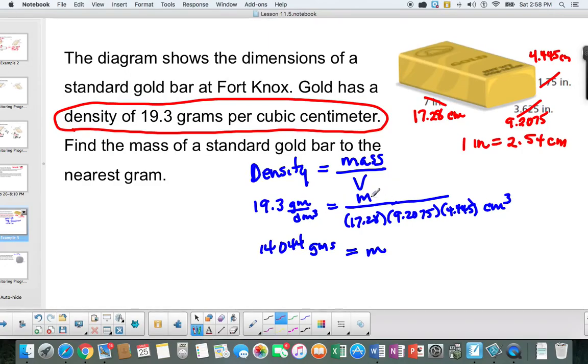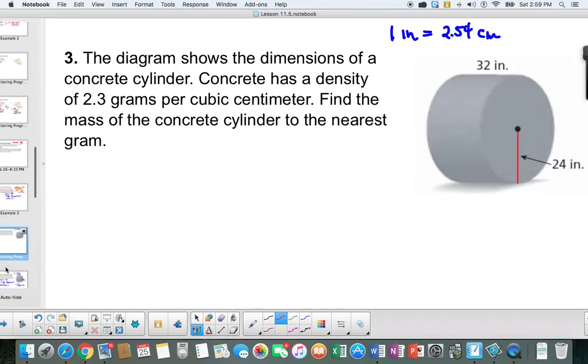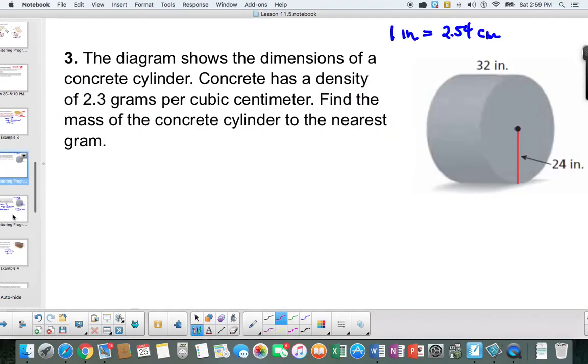Mass, we don't know, that's what we're looking for. And then here's the volume. All I did was take these 3 values and multiply them together to get centimeters cubed. And when I cross multiply, this is the amount I'm going to get. Now remember, this is grams over centimeters cubed, so this will be grams over centimeters cubed as well. All right, your turn. Go ahead and stop the screencast and see what you can do.